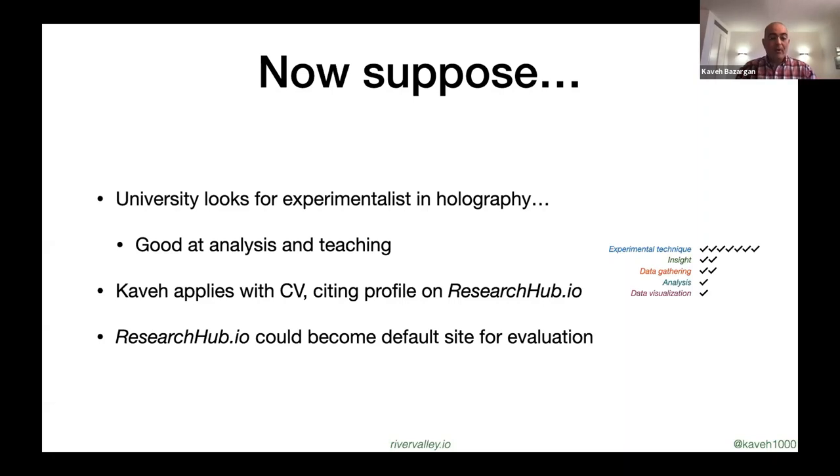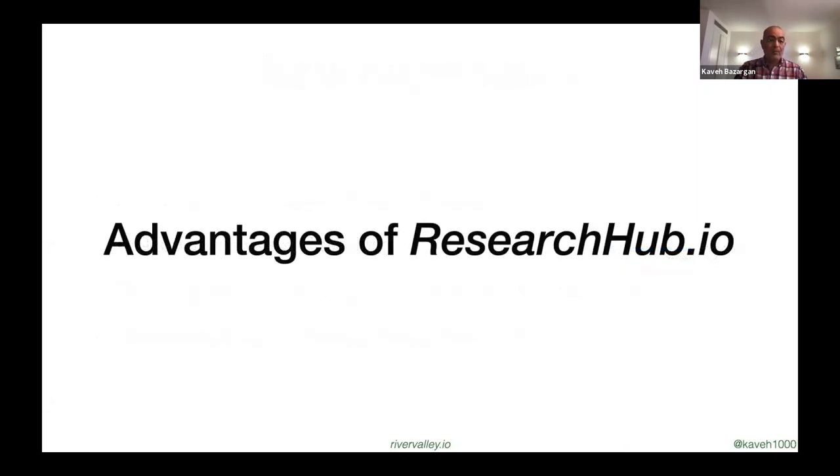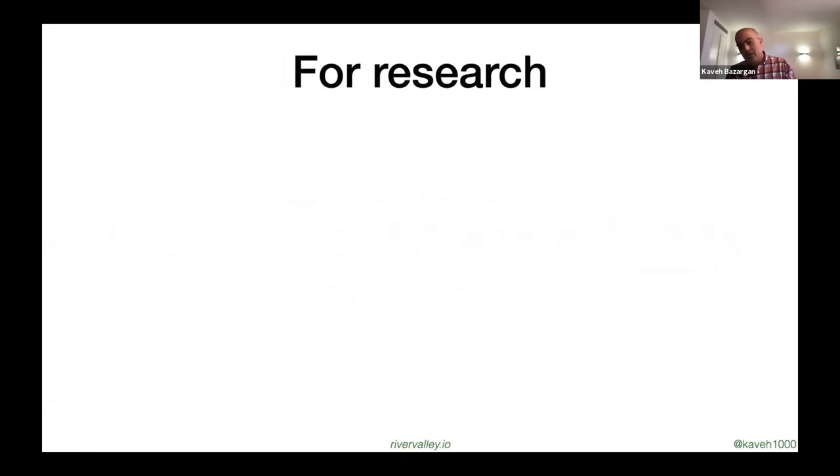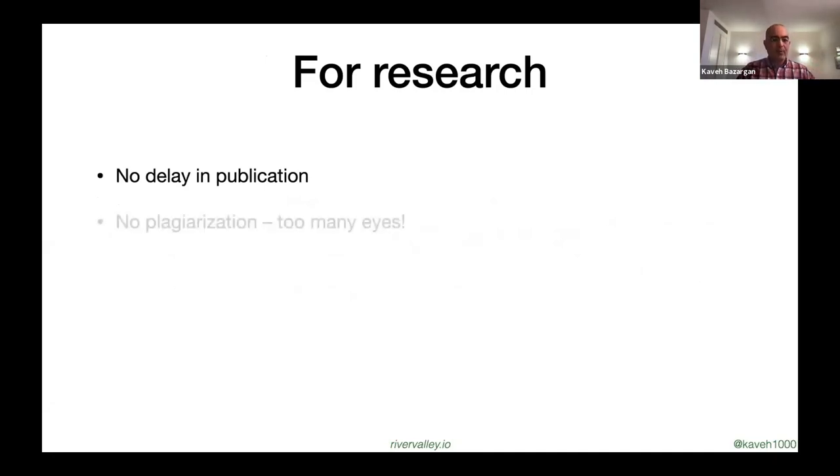Maybe Research Hub IO, this is just the name I came up with, could become the default site. So that could be the go-to place to see who is doing what. Advantages of Research Hub: for the research, for the field, there's no delay in publication. As soon as something happens, it's actually in people's interest to go immediately.